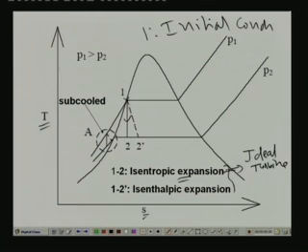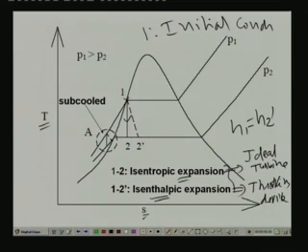Process 1 to 2 dash is an isenthalpic expansion process. That means H1 is equal to H2 dash. So this is the process that occurs in a throttling device. That means 1 to 2 stands for an ideal turbine, and 1 to 2 dash stands for an isenthalpic expansion in a throttling device, right? And as you can see, the initial condition lies on the saturated liquid region. That means the initial state is saturated liquid.